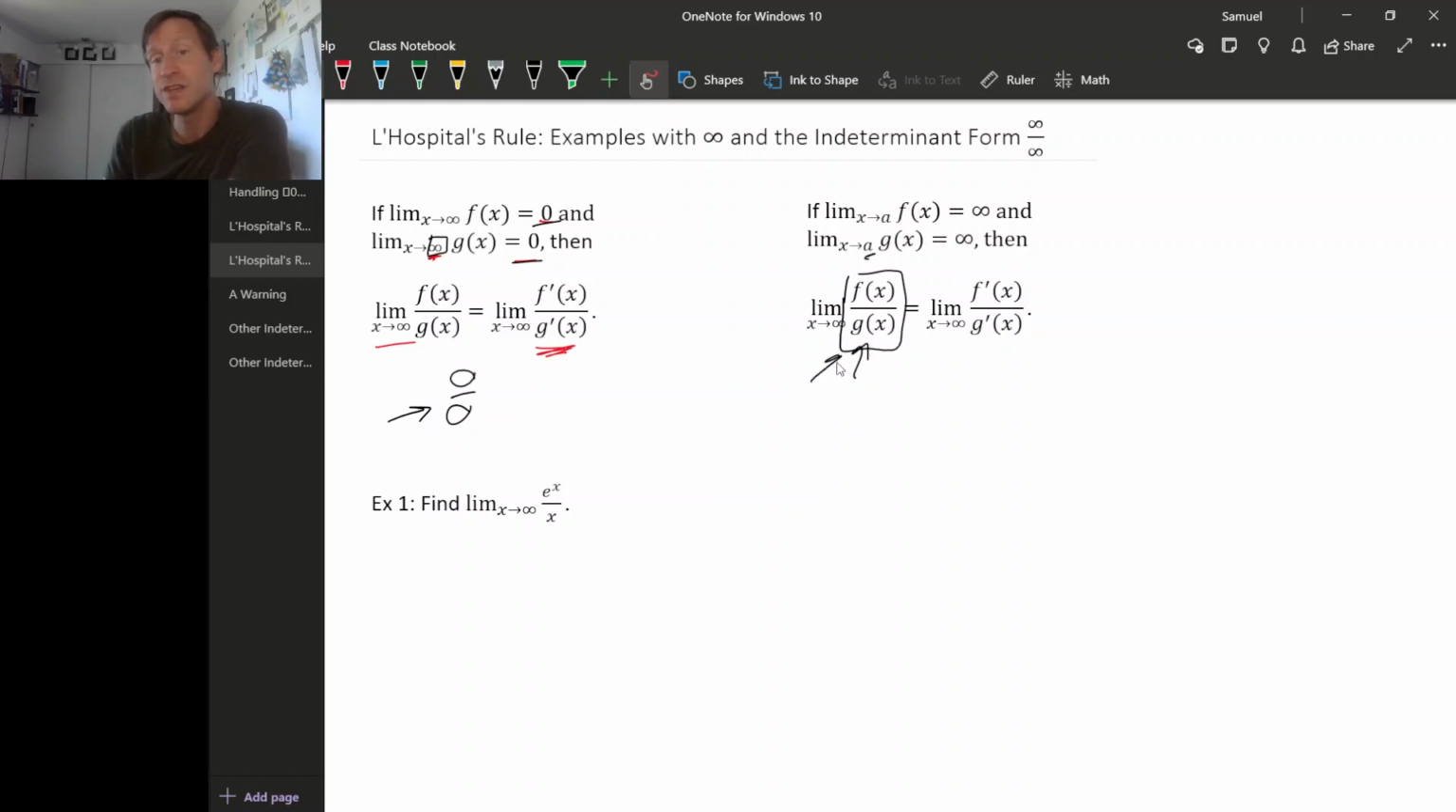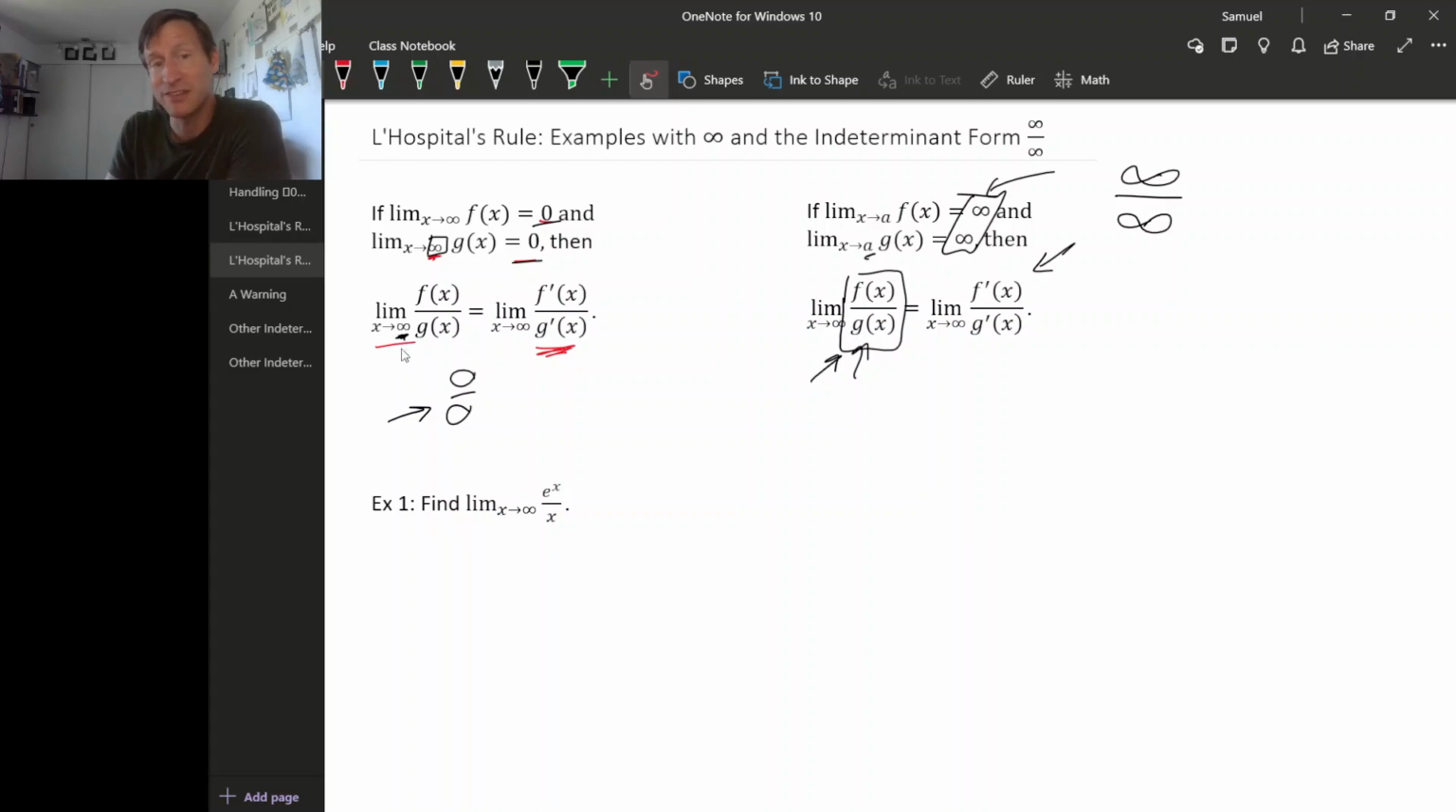So the limiting value of this quotient ought to depend on the rates of change of f and g. And that's reflected in the fact that we get the same L'Hopital's rule kind of formula for this indeterminate form. But this indeterminate form, since f and g are both going to infinity, is infinity over infinity.